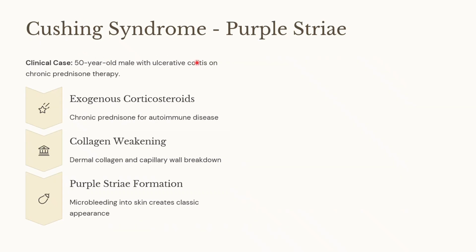What about Cushing syndrome? Cushing syndrome, we know that it occurs due to exogenous corticosteroids. Chronic prednisolone for autoimmune diseases can result in Cushing's. So chronic prednisolone will result in dermal collagen and capillary wall breakdown. Microbleeding into skin creates a classic appearance of the striae which we see in Cushing syndrome. So the vignette will be like a 50-year-old male with ulcerative colitis on chronic prednisolone, and what is it that we see? That is purple striae and it is Cushing syndrome.